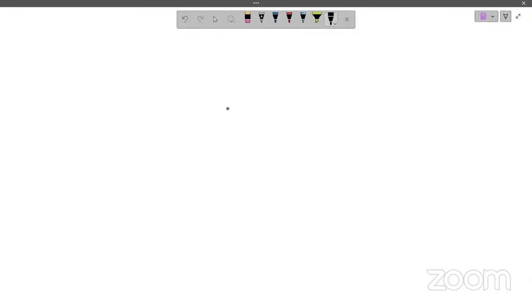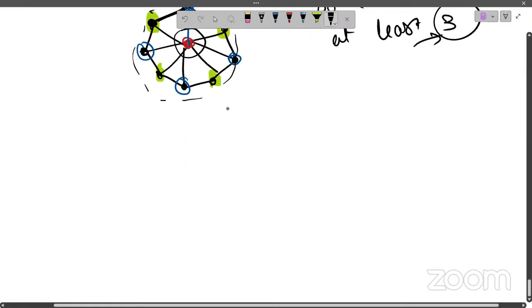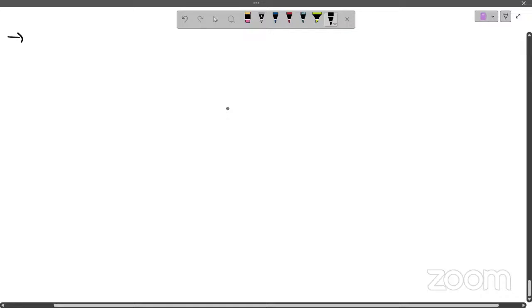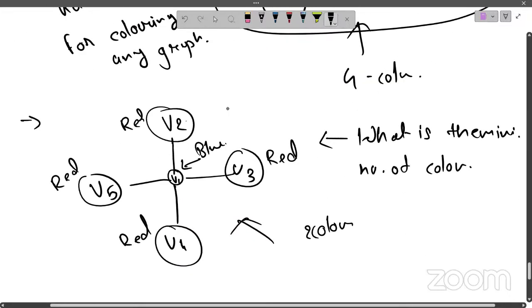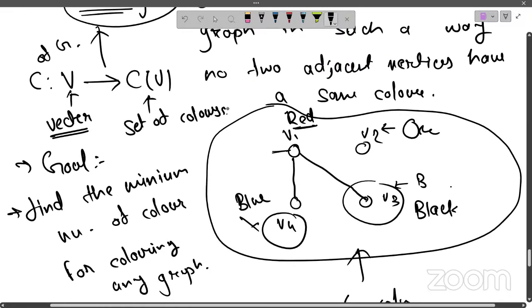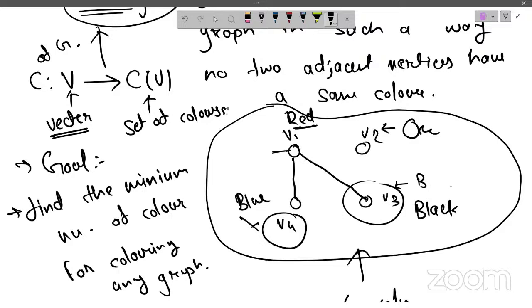Ma'am, can you scroll up to the previous graph for coloring? Not this one, the first one. This one? Yeah, this one. Here, V2 and V3 are not related, right? V2 and V3 are not adjacent. We can take any color for V2. It doesn't matter, because V2 is not connected to any of the vertices.